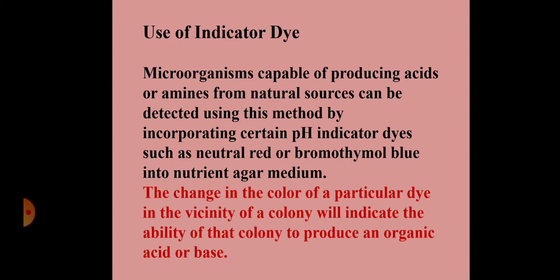The fourth method or the fourth procedure for primary screening is use of indicator dye. We call it indicator dye technique. Indicator dye technique is especially used for isolating organic acid producing organisms and amine producing organisms from natural sources. So microorganisms that are capable of producing organic acids or amines from natural source can be detected by using this method, that is indicator dye.